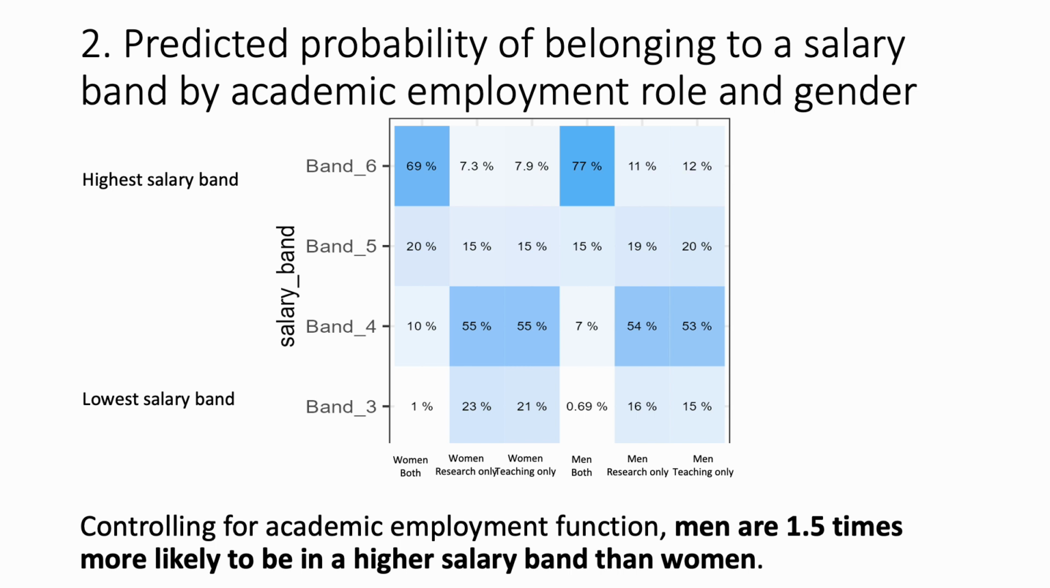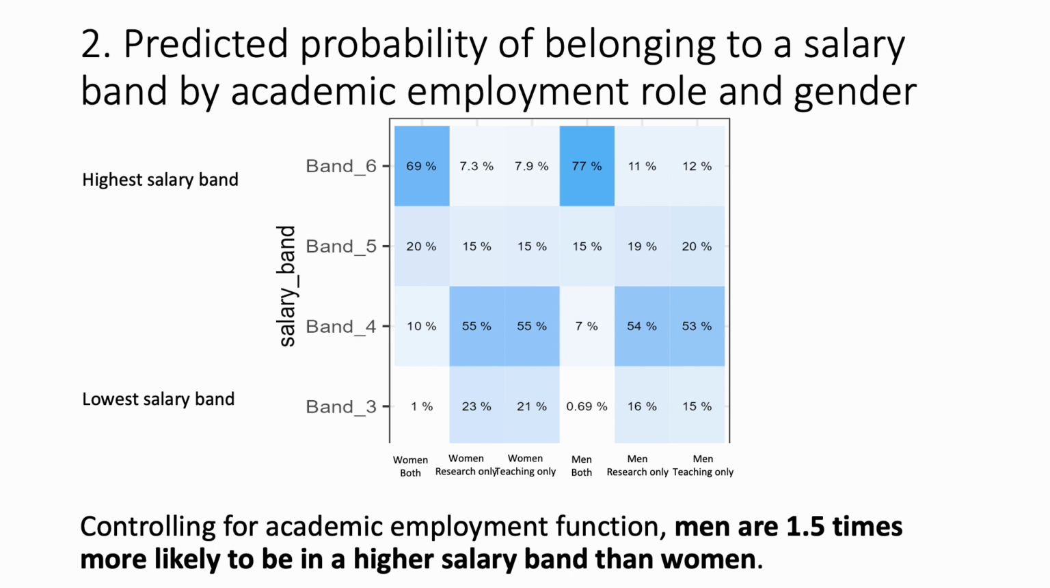The second question that we were asked was to predict the probabilities of belonging to a salary band by academic employment role and gender. Let me give you a bit of an explanation. Academic employment role is the type of job role that the person does. In this example, it's a very simple split: either you do research only, or teaching only, or both research and teaching. Usually you would expect that people who do teaching will probably get a higher salary than just doing research only, and people who do both will have a higher paying job compared to doing just one of them.